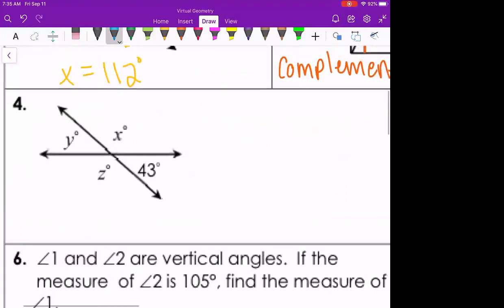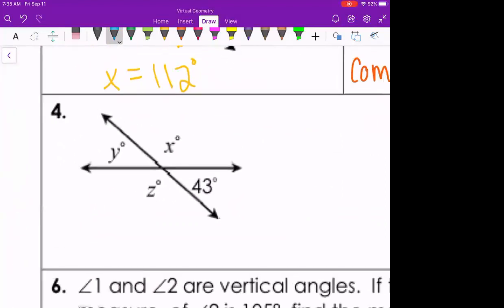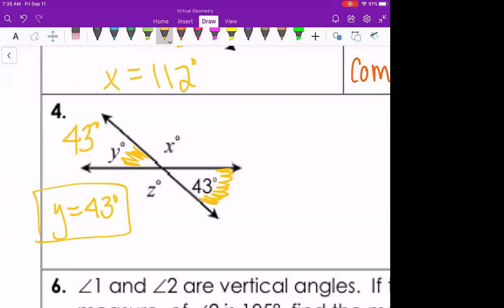Let's try some with a little more math involved here. All right, so now number 4 has got 3 separate variables to it. So let's see if we can start with 43. Let's see if we can find any that might be congruent. See if we've got vertical angles. So 43 is sitting in the lower right spot. So I need the exact opposite of that, which is upper left, which is over here where the Y is. So these are vertical. So if 43 is in the lower right, go to the upper left, and it's also 43 degrees. So there's the first one.